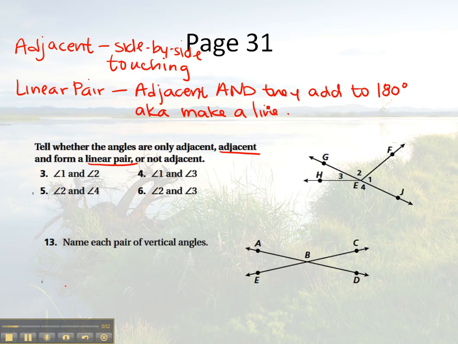So angles 1 and 2 are right here. This is angle 2, all this right here, and this is angle 1 right here. Okay, so they're definitely touching. They share this line right here. So the adjacent is one of the answers. Okay, but now are they a linear pair? Well, they have this line here, and they make a straight line, so they are a linear pair.